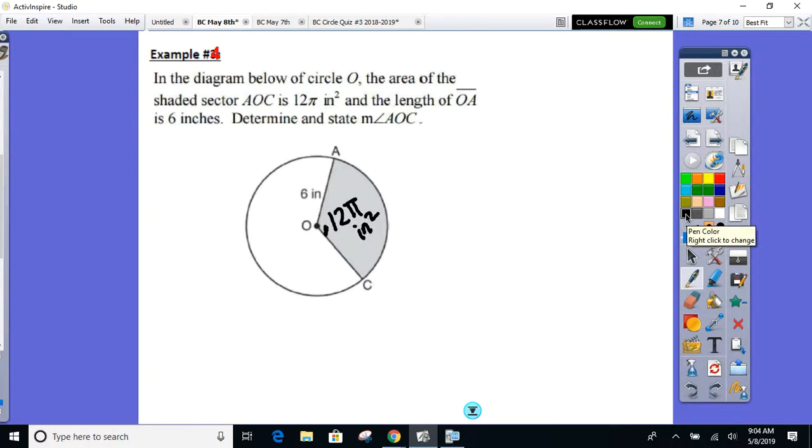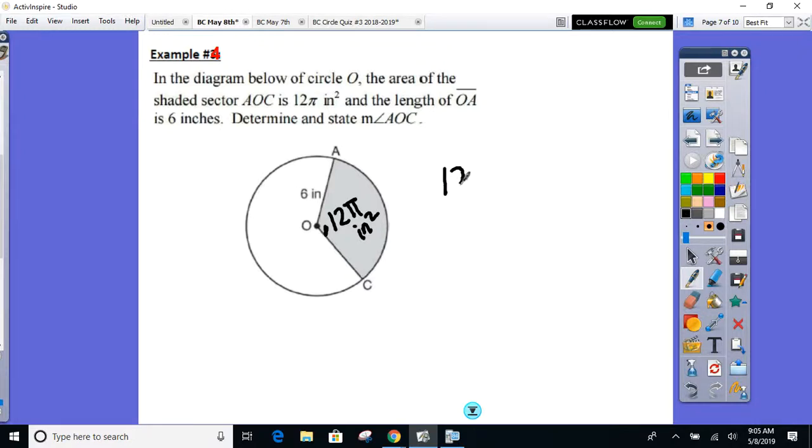So does everyone see where right now I'm giving you the sector area? Can we make a class decision? Because does it specify degrees or radians? No. So your answer could be either one. So do we want to use the degree formula here or the radian formula? Okay, fine. We can use the degree.